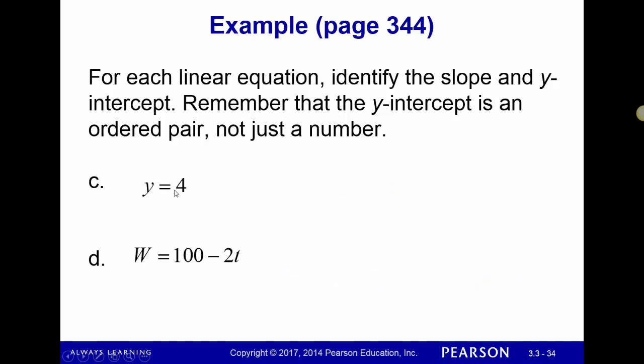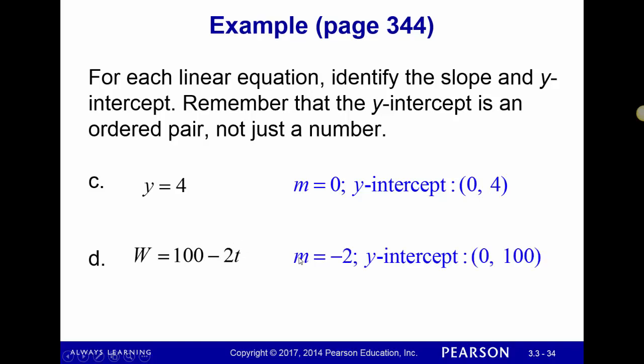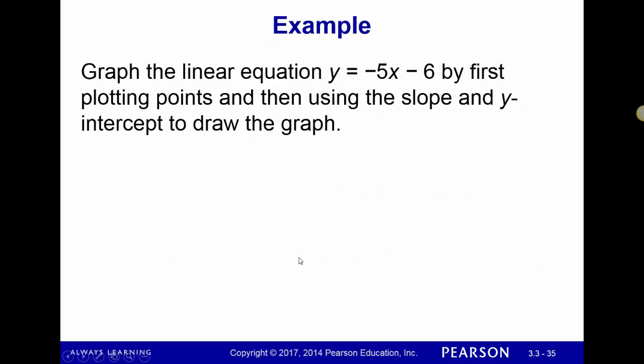And lastly, now this is one of those special lines. This is a horizontal line, and so the slope is 0, and the y-intercept is going to be (0, 4). Again, this is the variable term, so the slope is going to be negative 2, and the y-intercept is going to be (0, 100).